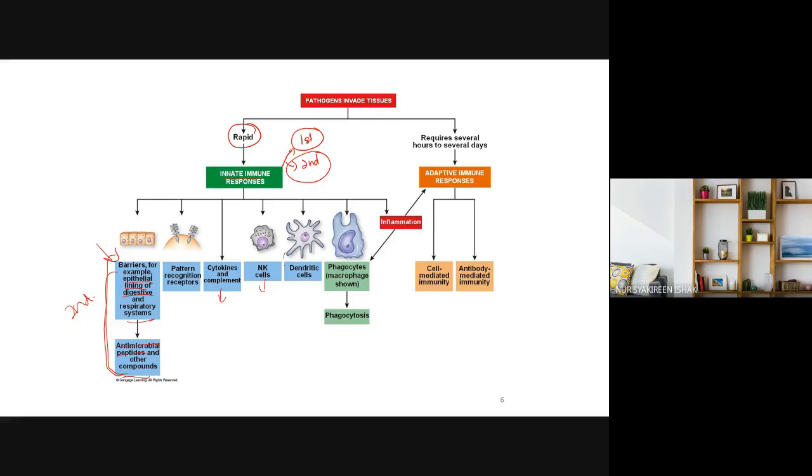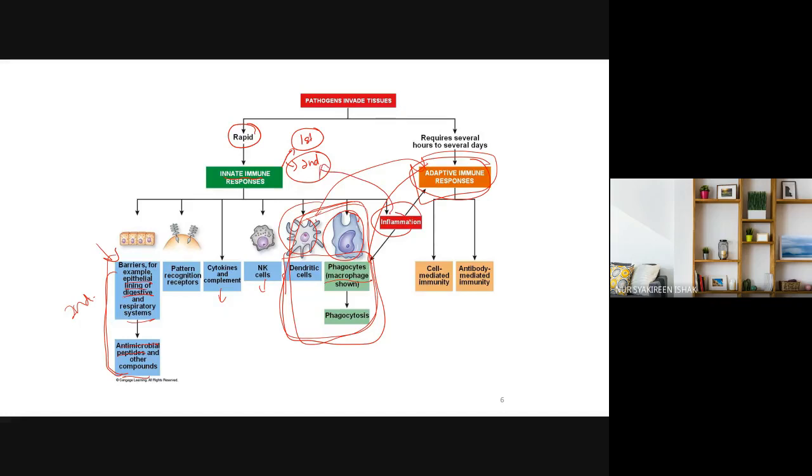So daripada second line defense ni, dia akan melibatkan these two cell, dendritic cell, and also macrophage, that will engulf that pathogen, that will activate the third line defense. Sebenarnya dia adalah phagocytic cell. So bila macrophage engulf that pathogen, it activates the acquired immune system. Dendritic cell can also activate the acquired or the adaptive immune response. Inflammatory response adalah dalam second line defense.